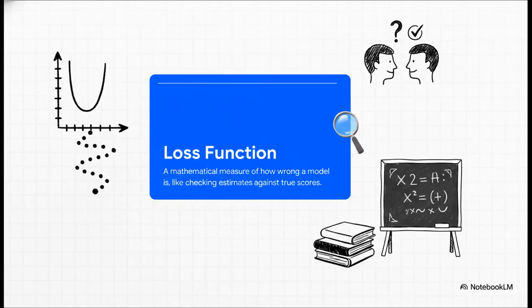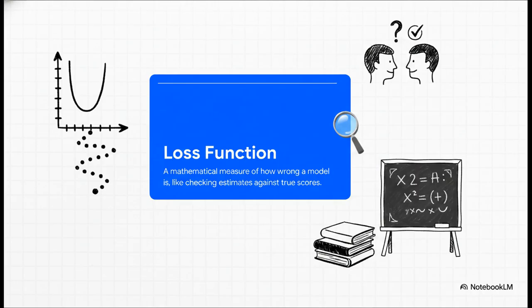Moving right along to Section 2, measuring mistakes with loss functions. Now that we've got our math tools, we need a way to figure out how far off our model's predictions actually are. Think of the loss function as an incredibly strict, aggressive teacher grading a final exam. It's a formal, non-negative mathematical measure of exactly how wrong a model is at any given moment. If the model guesses a house is worth $1 million and it actually sold for $200,000, the loss function slaps it with a terrible, massive score.